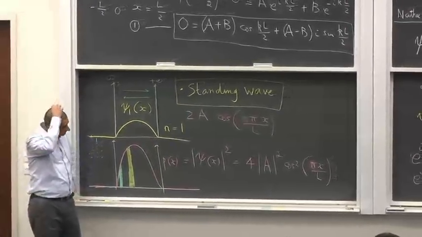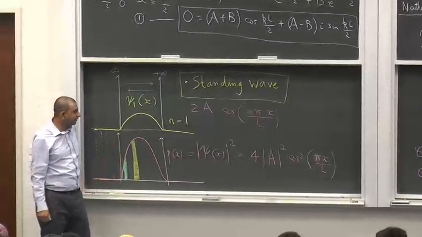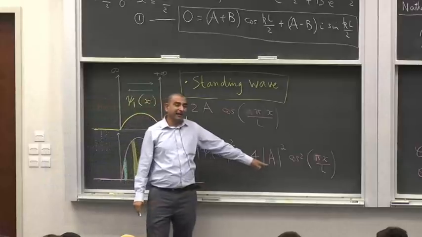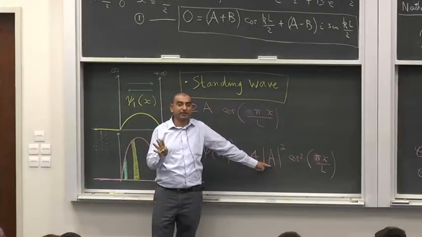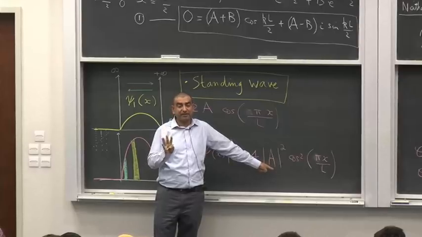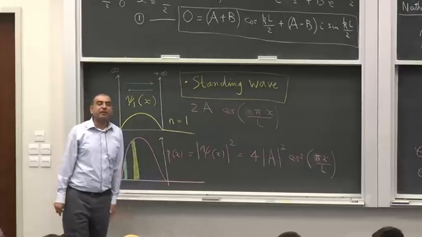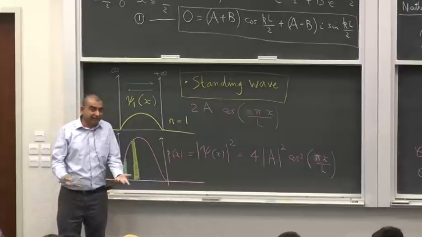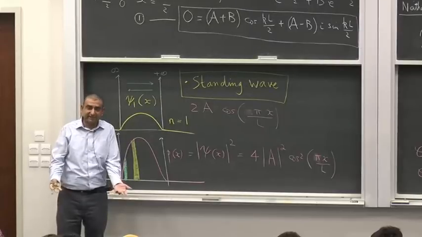By the way, one nice thing, and this is a good point to introduce this, I have not said anything about A so far. A is totally undetermined up to this point. But I can actually determine A by the normalization condition. What's the probability of locating the particle anywhere inside the well? 1.